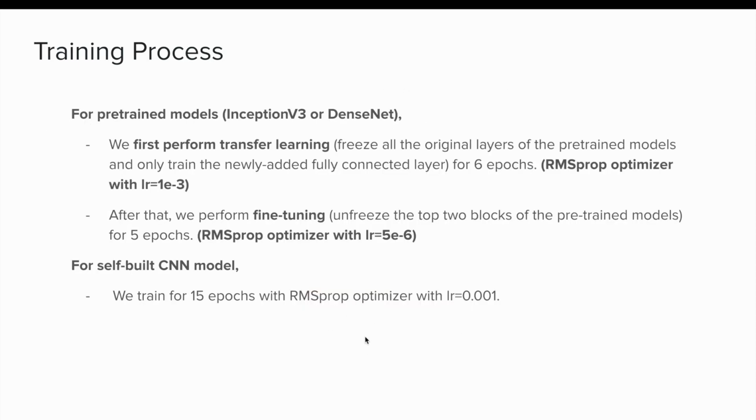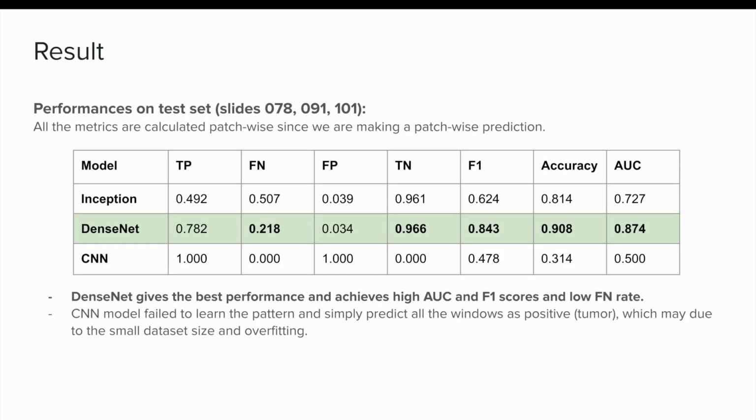Here are a little more details for our training process. For the pre-trained models, we choose Inception v3 and DenseNet, and we first perform transfer learning, where we freeze all the original layers of the pre-trained models and only set the newly added fully connected layer as trainable. We train for 6 epochs. After that, we perform fine-tuning, where we unfreeze the top 2 blocks of the pre-trained models and train for 5 epochs. On the other hand, for self-built CNN models, we train for 15 epochs with the RMSprop optimizer with learning rate 0.001.